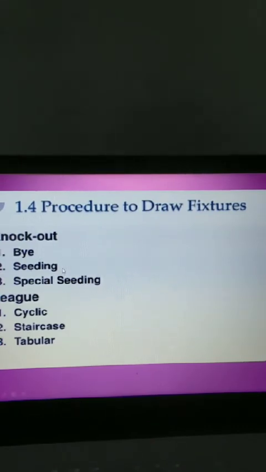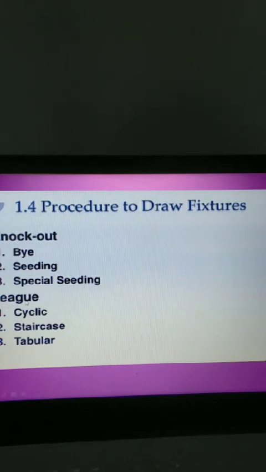Seeding is another method, in which good teams are placed at beneficial places in the fixture so that they do not get eliminated in the initial rounds. Special seeding is where some of the teams are directly qualified for the quarter final or semi final without playing the initial rounds of matches. So this we will discuss in detail.